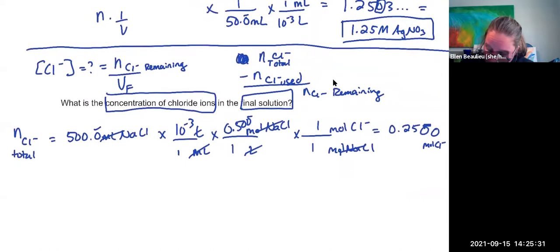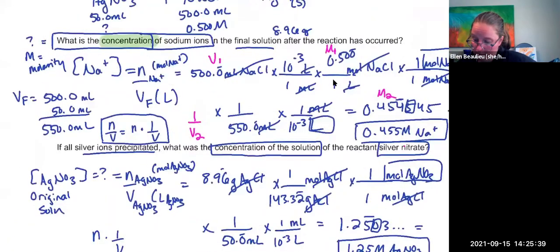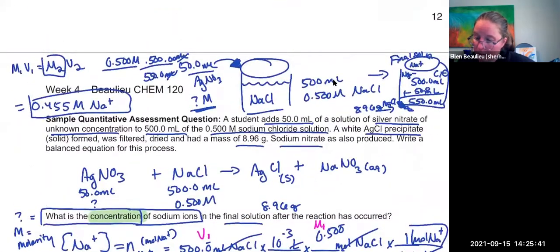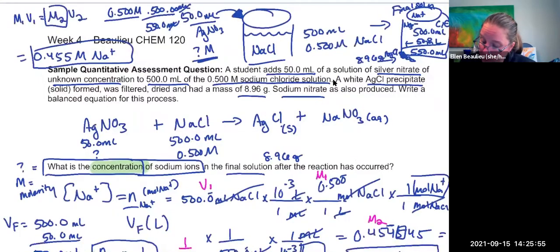Now, how am I going to find out how much I used? Pause the video. Okay, well, how did I use it? Some of it came out of solution as the silver chloride. So I must be able to use this amount of silver chloride to figure out how much chloride came out, how much I used.